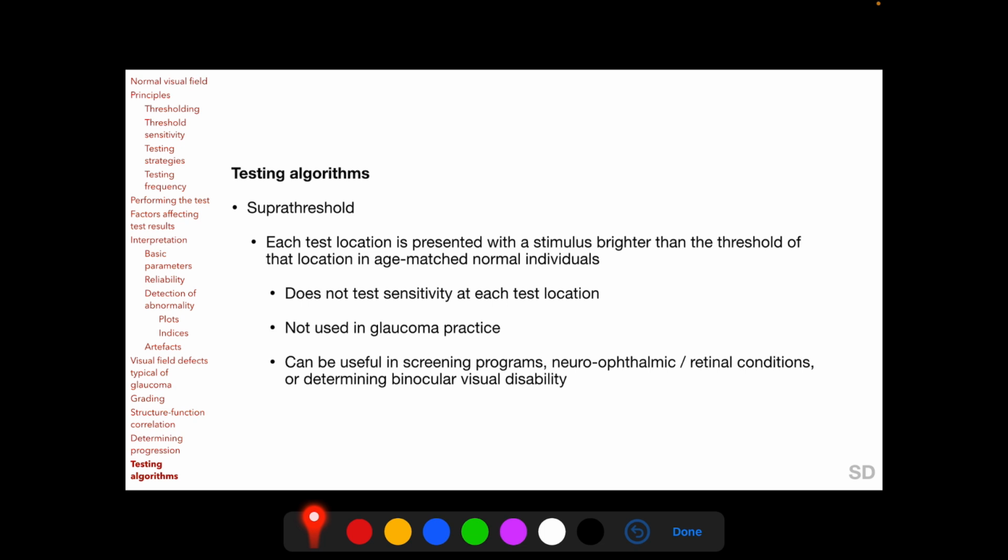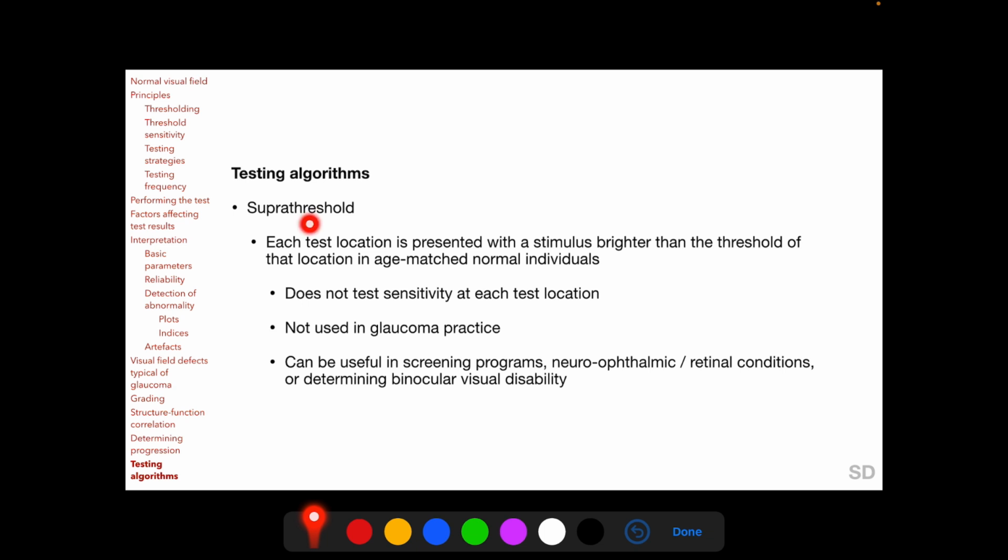And among the testing algorithms, the suprathreshold algorithm, the full threshold algorithm, and the fastpac algorithm on the Humphrey Visual Field Analyzer are no longer used in our routine clinical practice. What we now have and use are SITA standard, SITA fast, and SITA faster.